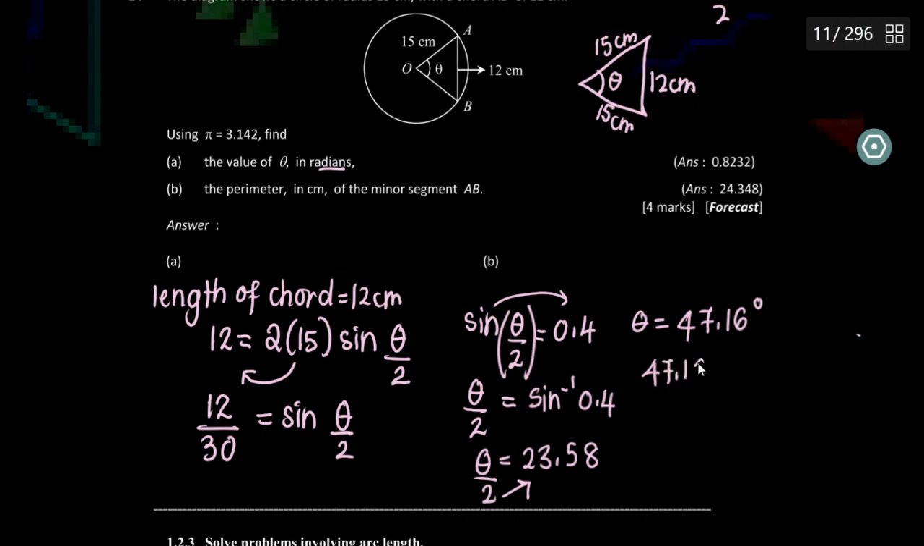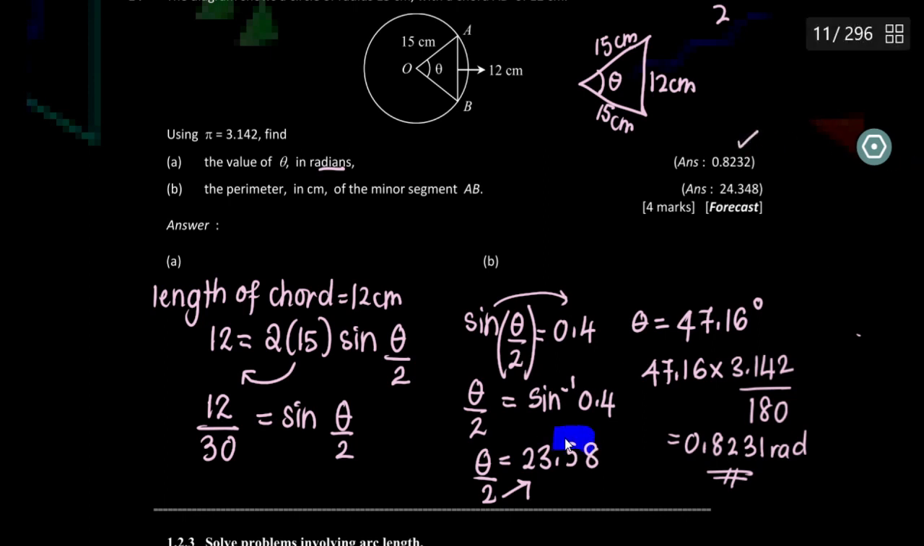Now the 47.16 degree is the one you need to find in radian. So change it to radian, you have to use 3.142. Times 3.142 over 180, we get 0.8231. Okay, 0.8231 radian. So usually you see the answer here is 0.8232, right?